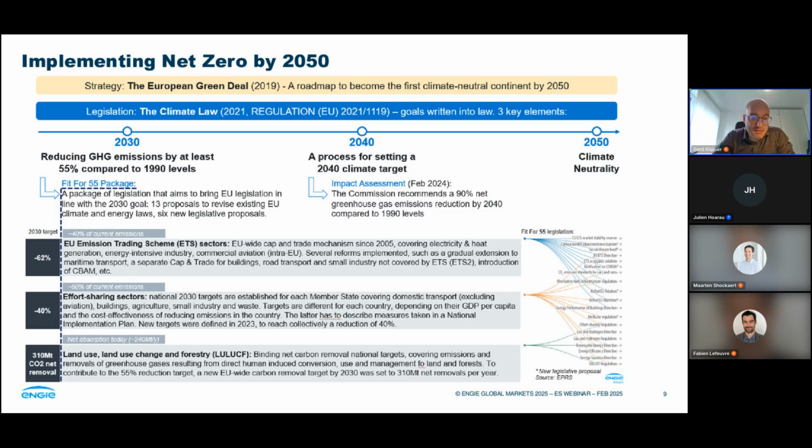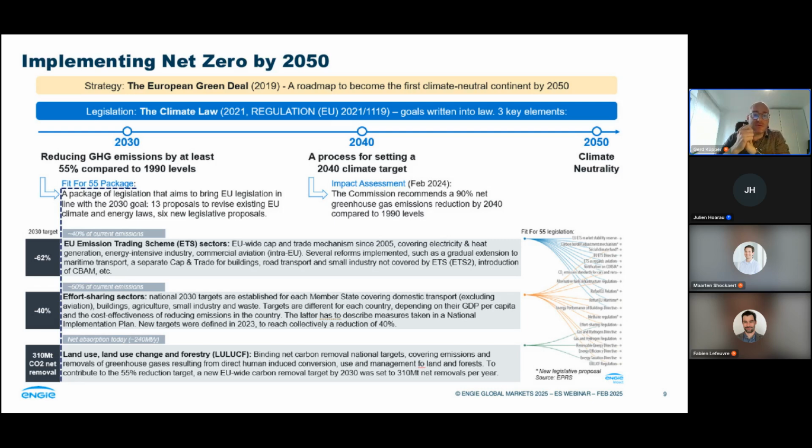This is the emission trading scheme that covers electricity and heat generation, energy-intensive industries, and commercial aviation. Now, we also have other sectors where we let member states define their strategies in order to reach a reduction goal that is defined at country level, such that overall we reduce emissions in these sectors by 40% by 2030. These are the effort sharing sectors. Among these sectors, we also have the buildings and the transportation sector.